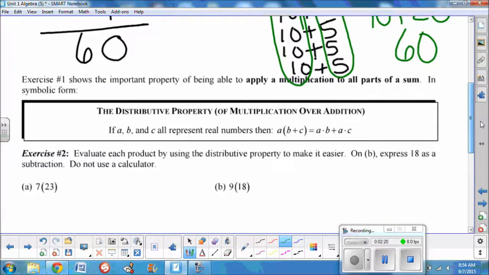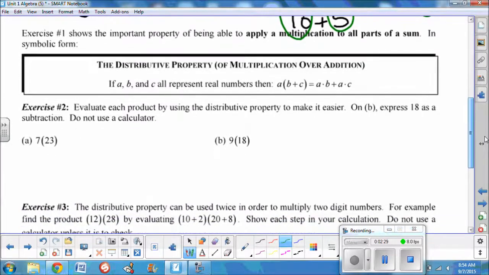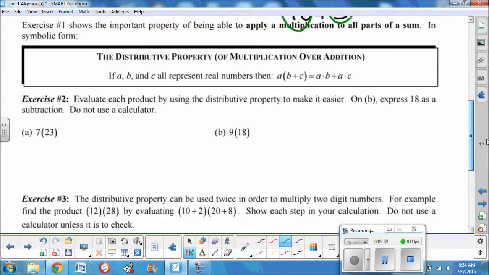So exercise 1 shows the important property of being able to apply a multiplication to all parts of the sum. So what does the distributive property look like in symbolic form, meaning just with letters? Right there. Okay. A times the quantity of B plus C is equal to A times B plus A times C.